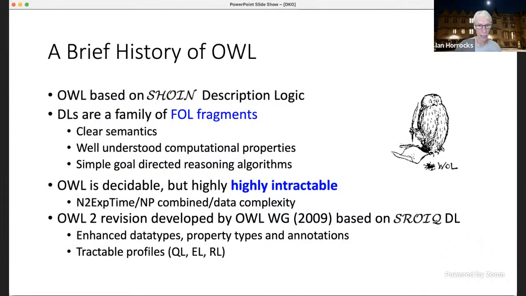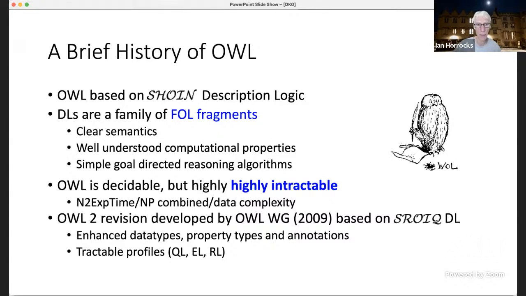As I already mentioned, OWL 2 was developed by this working group starting in 2009, and this was based on this slightly larger description logic, which I already mentioned. In addition to the slightly more expressive logical language, it also enhanced the aspect of the language which dealt with data types. So it had a much more detailed and expansive specification of the data types you could use in the ontology, and a bunch of other things.